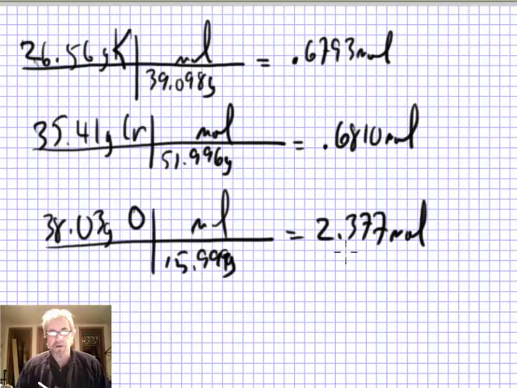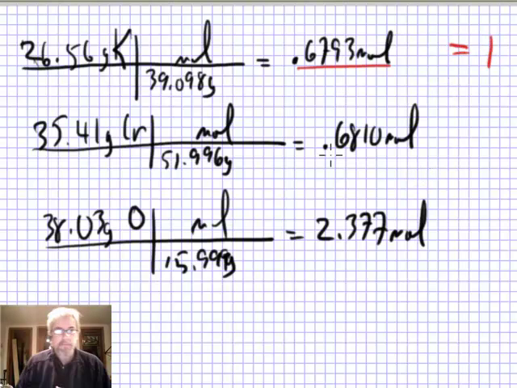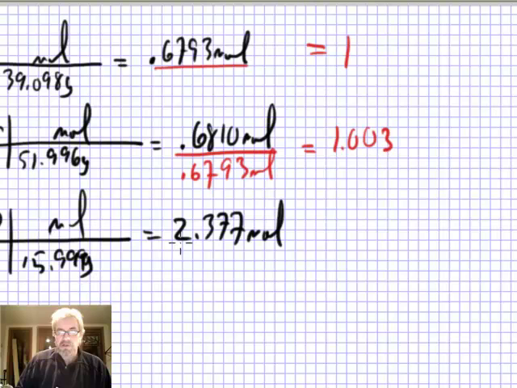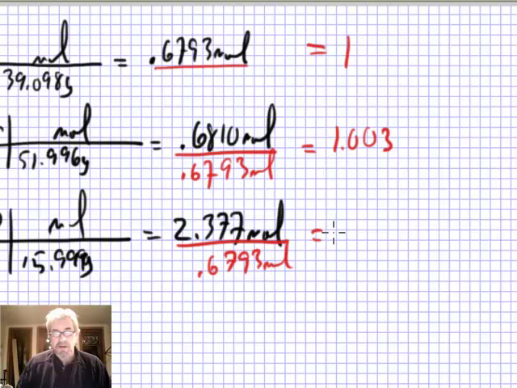Back here at my problem, I realize that the smallest number of moles here is the 0.6793 moles of potassium. So I'm going to divide all three quantities by that number. Obviously, I'll just get a 1 if I divide 0.6793 by itself. I'm going to get something pretty close to 1 if I divide 0.6810 by 0.6793 moles. And in fact, that's 1.003. And when I divide 2.377 moles by 0.6793 moles, I will get 3.499 for my ratio.